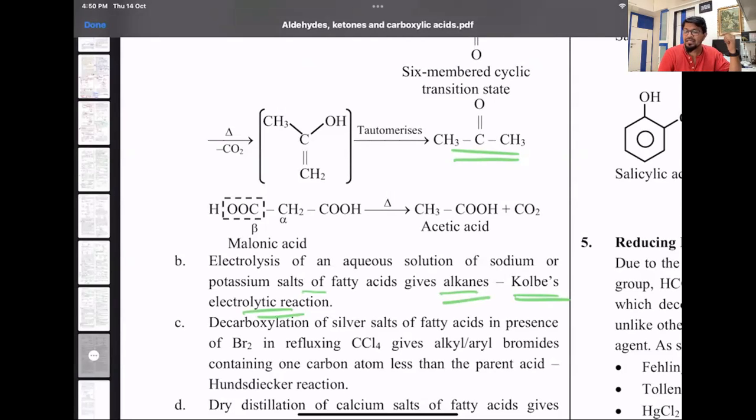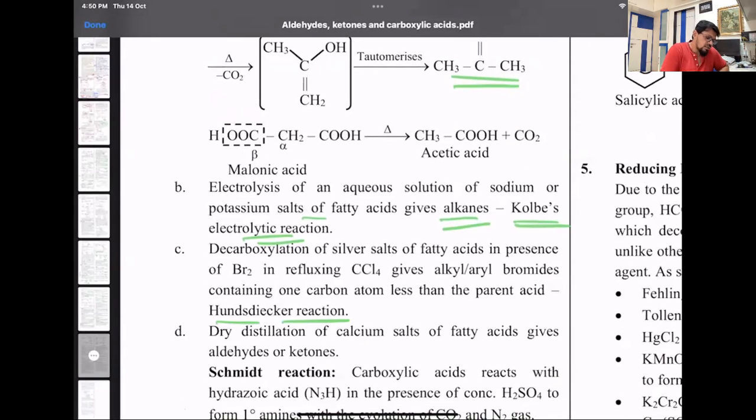So if I take sodium acetate, then the CH3 of sodium acetate as methyl, double it, you will get ethane at the anode. That way. If I take sodium propionate, it's C2H5 that gets doubled. Alkyl group is ethyl. You'll get n-butane. Then Hunsdiecker reaction. We did this in halogen derivatives. Decarboxylation of silver salt of fatty acids by refluxing with bromine. It contains 1 carbon less than the parent acid. That is basically the Hunsdiecker reaction.